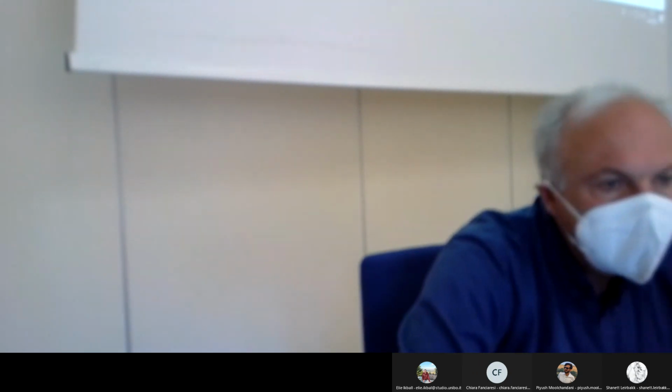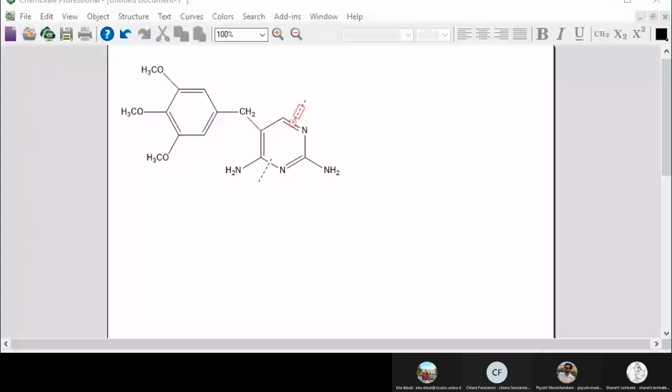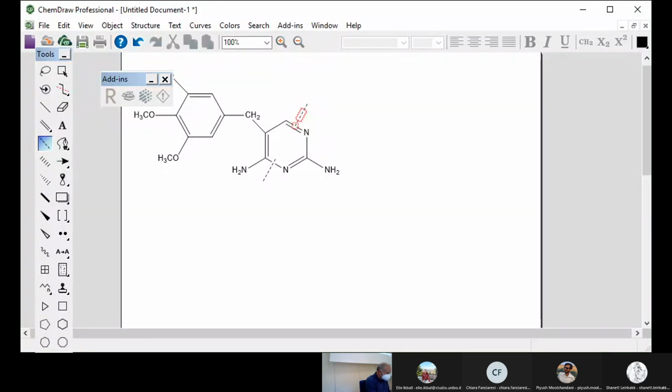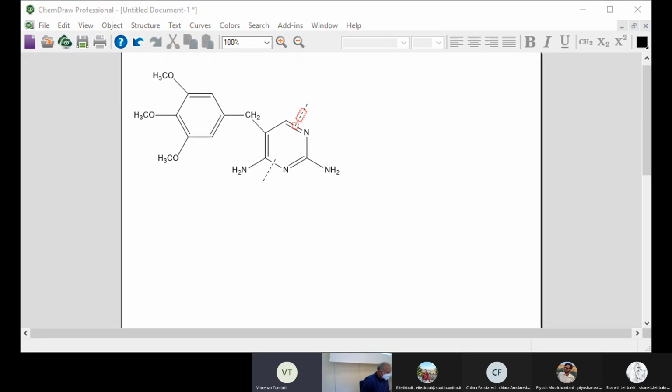If you see the chemical structure of trimethoprim, you can see that there is this part of the molecule. Just a moment, so I check.